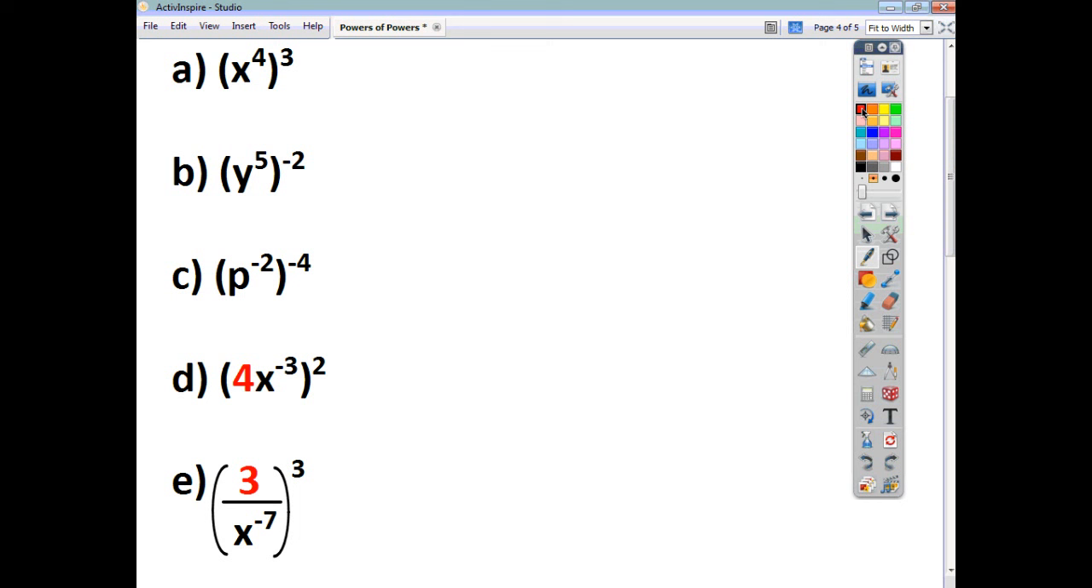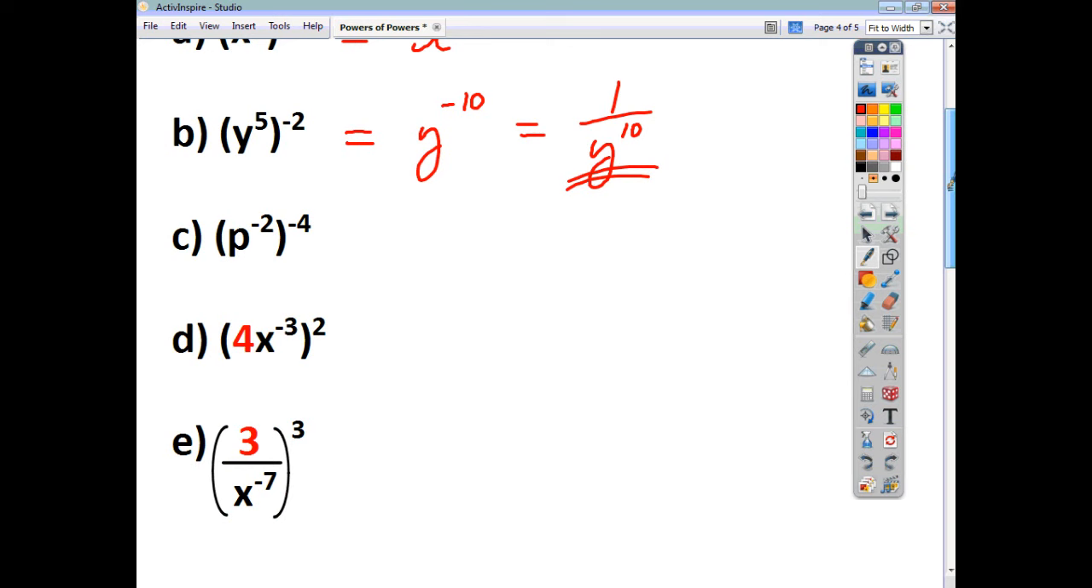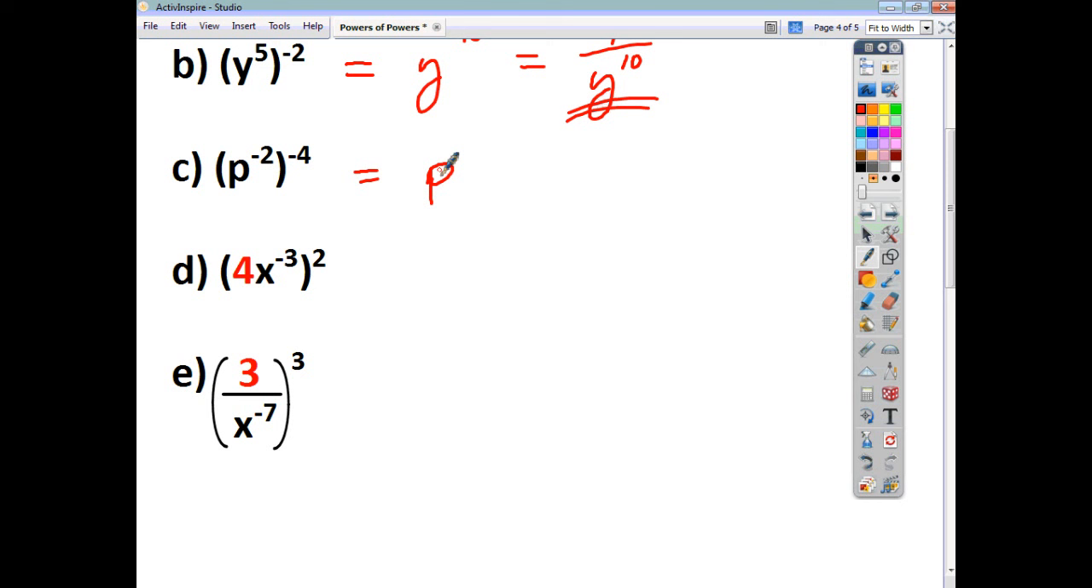Okay, so the first one, relatively straightforward, x to the power of 4 times 3, which is 12, so x to the power of 12. The next one is just going to be y to the power of 5 times negative 2, which is negative 10, and we move that downstairs to give us a positive index, and that's us done, 1 over y to the power of 10. For this one, you've got a negative times a negative, so we end up with p to the power of negative 2 times negative 4, which is 8, so p to the power of 8.